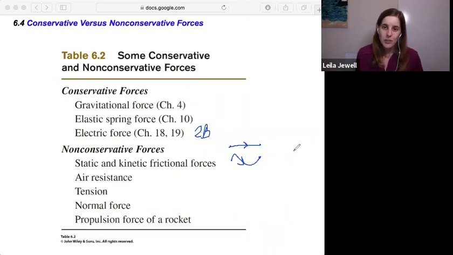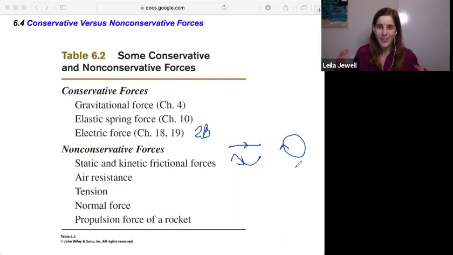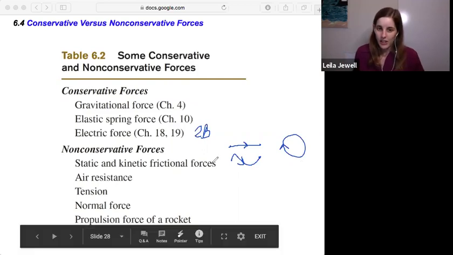Similarly, you can't somehow go around a closed path and end up with 0 work, because friction will always do negative work. You can't somehow turn friction around so that it does positive work and adds kinetic energy back to your system. Friction will always be pulling kinetic energy out of the system. So hopefully that helps to highlight that. You can just always think of friction as a non-conservative force.